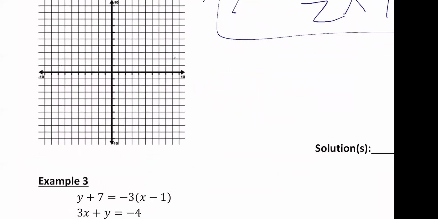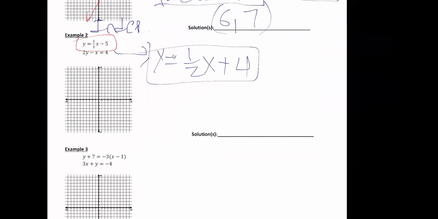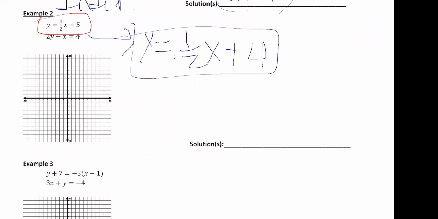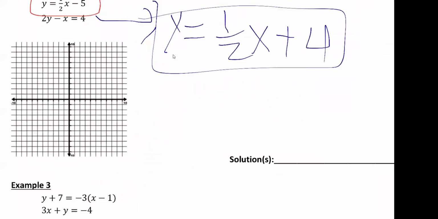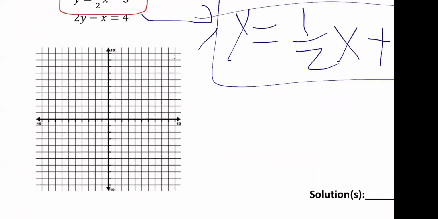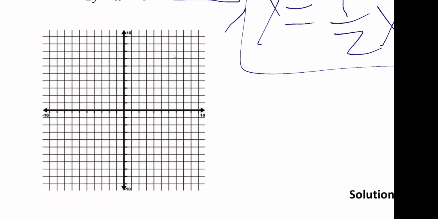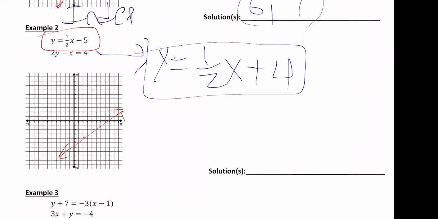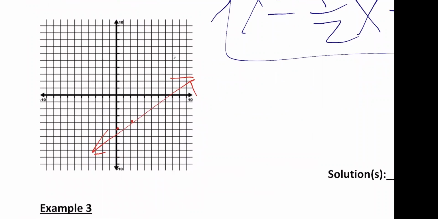So negative 5. One thing to notice, they have the same slope, but different y-intercepts. So they're going to be parallel lines. Since I know they're parallel, I'm not really on the lookout for where they cross. So 1, 2, 3, 4, 5. And then the other one starts up at 4. Goes up 1/2.